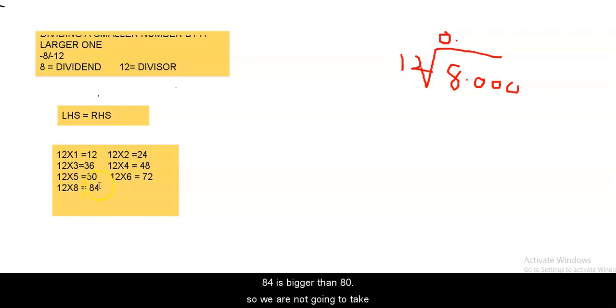84 is bigger than 80, so we're not going to take 7. Rather we will pick 6. Why? Because 72 is less than 80. It is the nearest number to 80 when multiplied by 12. So our result will be 6. That means we'll go over to our long division bracket and put a 6 here. So 6 multiplied by 12 gives 72.